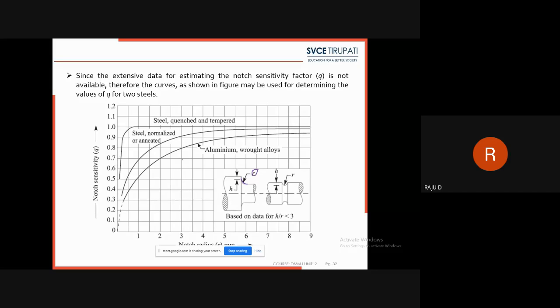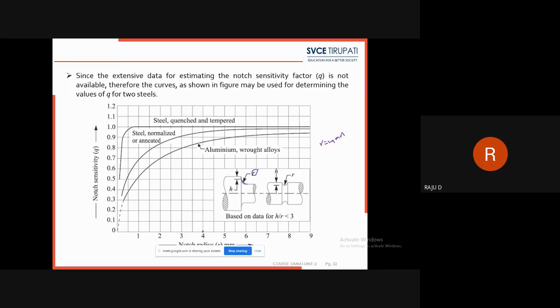Maybe in our problem they will give aluminum. The r value is nearly 4 mm. If they give the radius value for a stepped specimen, r is equal to 4 mm. The type of material is aluminum. Just draw one straight line where r is 4, that is, the radius is 4 mm.